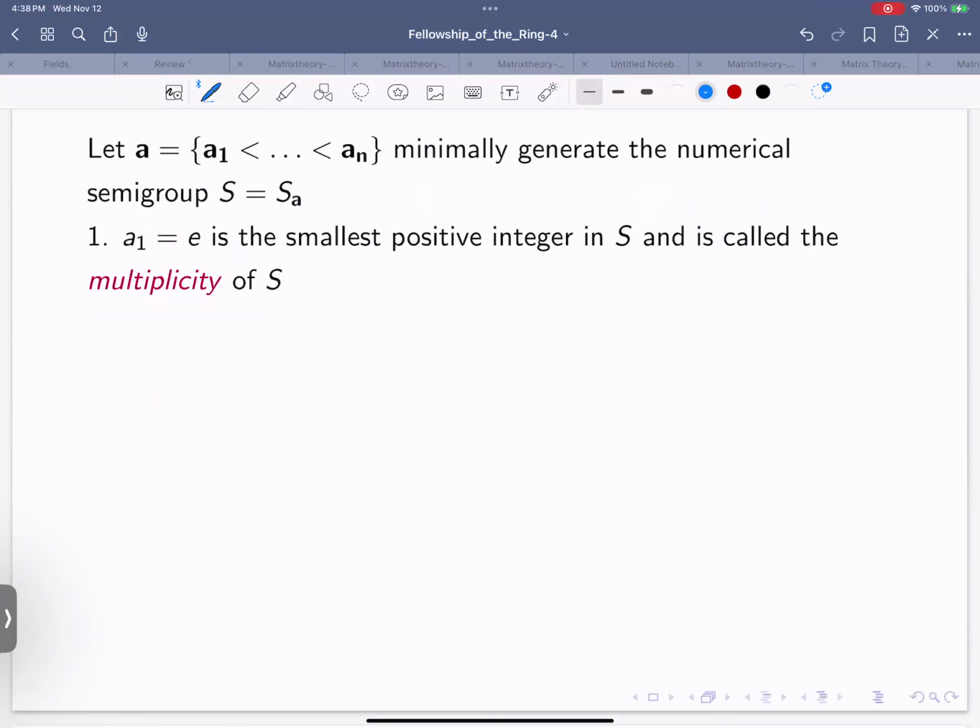By relatively prime, you just mean all of them together don't have a... Yes, they don't have a common factor, all of them together. Yes.